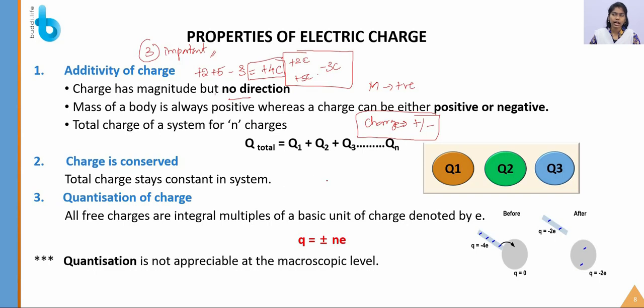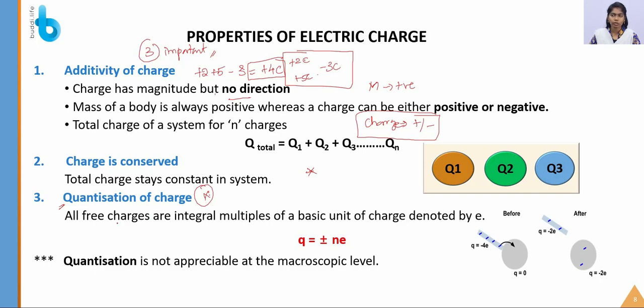That is, charges can neither be created nor destroyed. Only the transfer of charges will occur, but no destruction or creation of charge will occur in that system. Okay, so let us move on to the third property, which is the quantization of charge. So what is the quantization of charge?